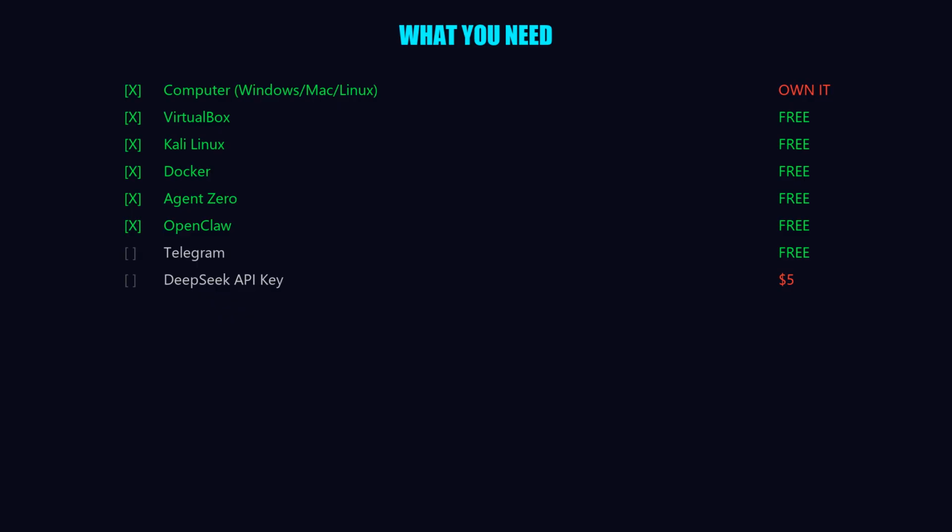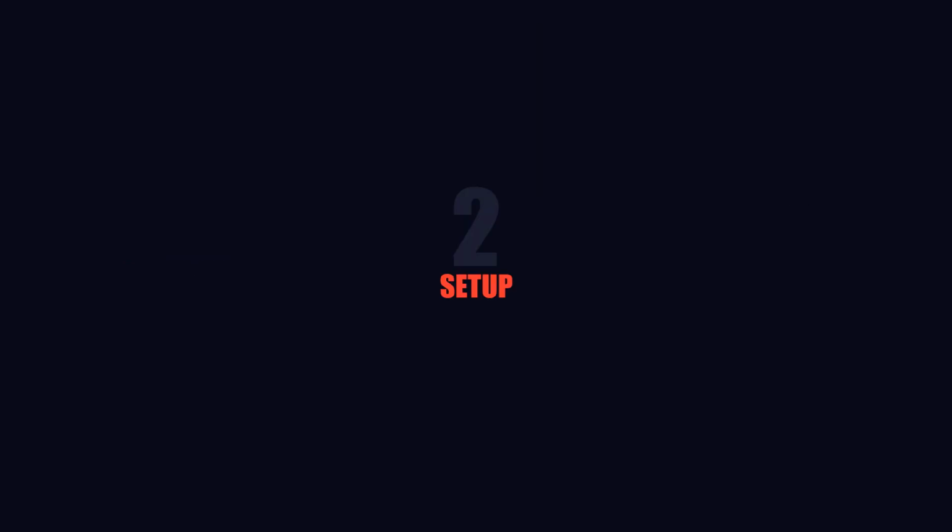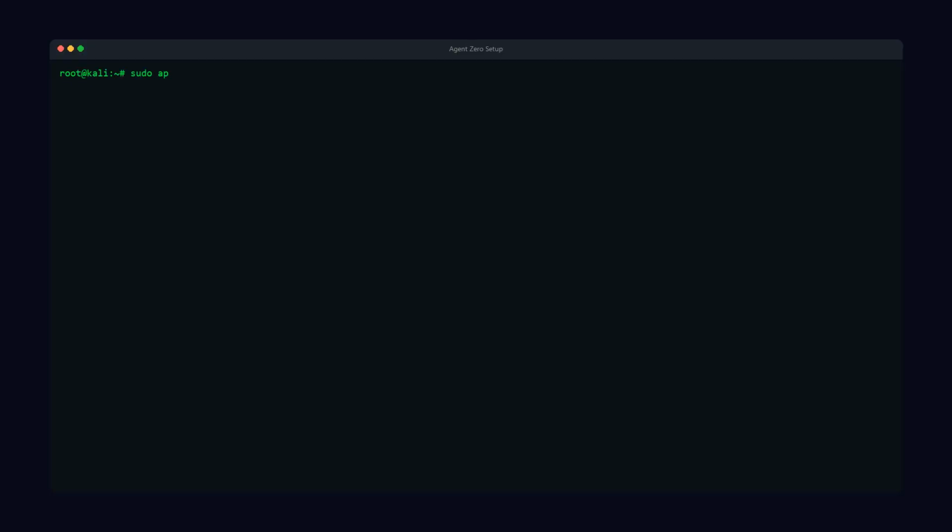This is where the $5 comes in. DeepSeek V3 is one of the best AI models in the world and it costs almost nothing. We're talking fractions of a penny per command. That's it. Let's build. Step 1. Download VirtualBox and the Kali Linux image. I'll put links in the description. Import it, give it 4 gigs of RAM, and boot it up. You're now inside Kali Linux. A full hacking operating system running safely inside your computer.